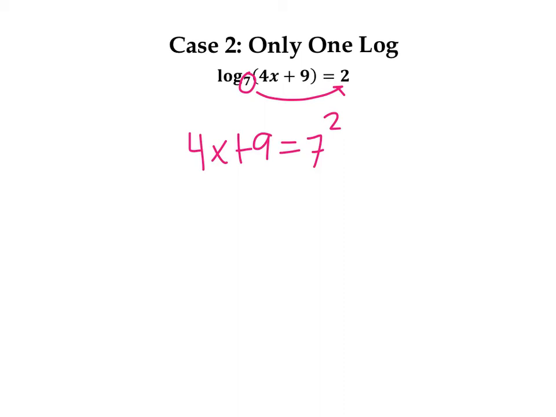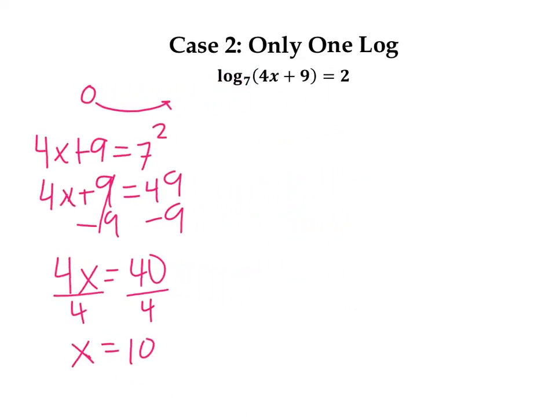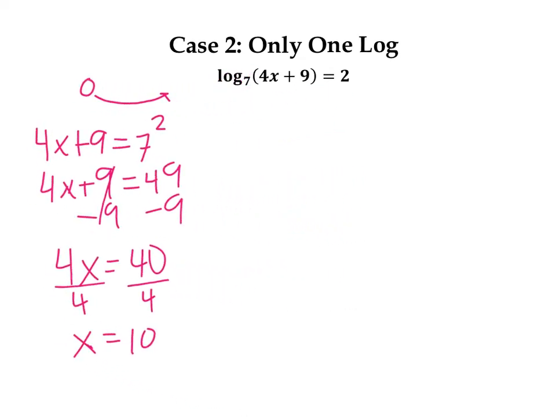Now that the log is gone, we can solve for x. On the right-hand side, we have 49. We have 4x plus 9 equals 49. To solve, we move the 9 over. 4x equals 40. Divide both by 4, and you're left with x equals 10.